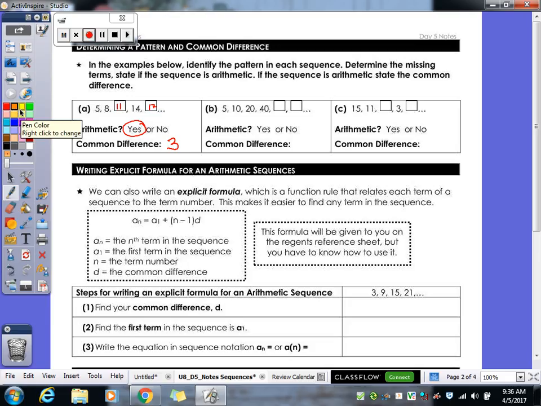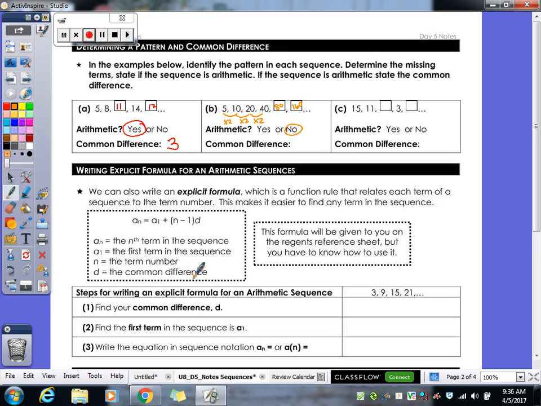So we got 5, 10, 20, 40, 80, and 160. Is this arithmetic? No, because what were you doing each time? Yeah, times 2. Since it was multiplied, not arithmetic. So there is no common difference because it's not even an arithmetic sequence.